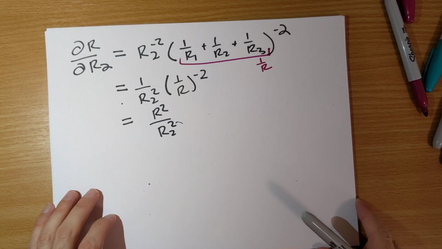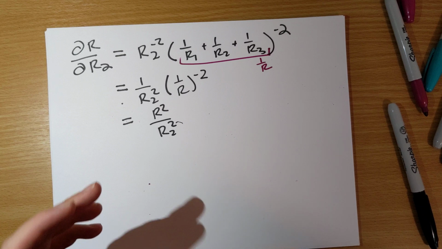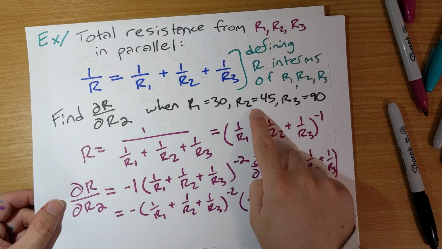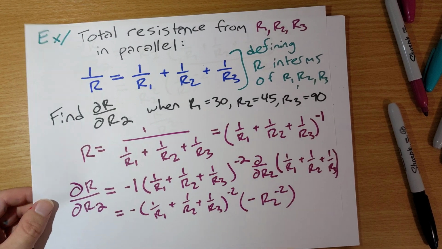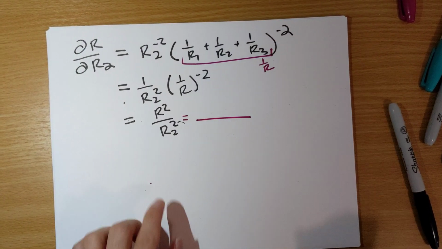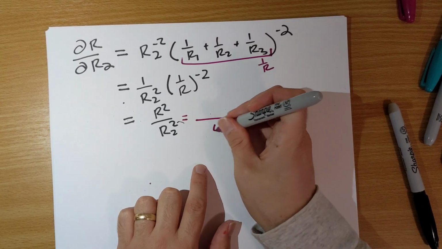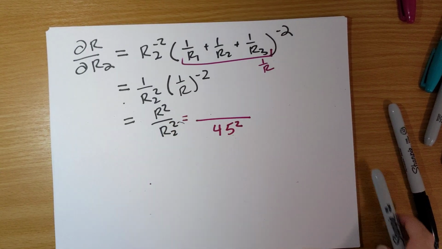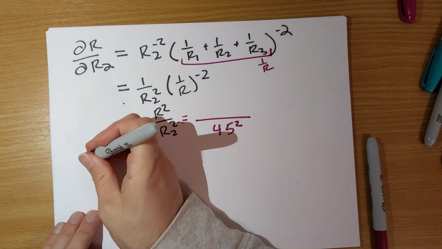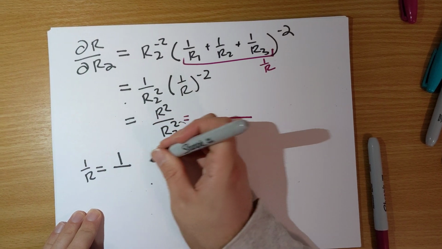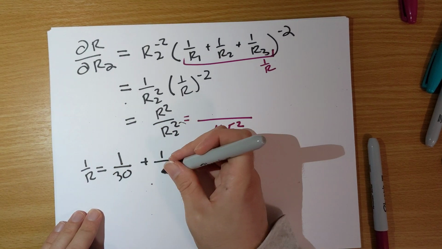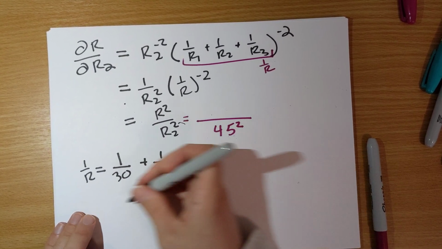Okay, so now let's finish off the problem by plugging in everything. When R1 is equal to 30, R2 is equal to 45, and R3 is equal to 90. So this is going to equal, so our denominator here, R2 squared, will be 45 squared. But then the thing is, what goes upstairs here? So we know that 1 over R is 1 over R1 plus 1 over R2 plus 1 over R3. So let me plop in 30, 45, and 90.